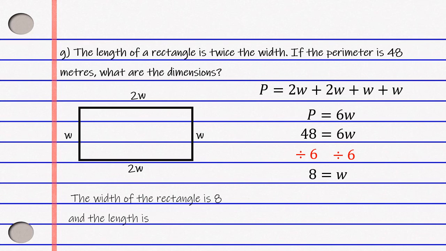So the width of the rectangle is 8, but remember the question asks not just for the width, but for the dimensions. So we have to give the length as well. But since the length is just twice the width, well, 2 times 8 is 16. So the width of the rectangle is 8, the length is 16.